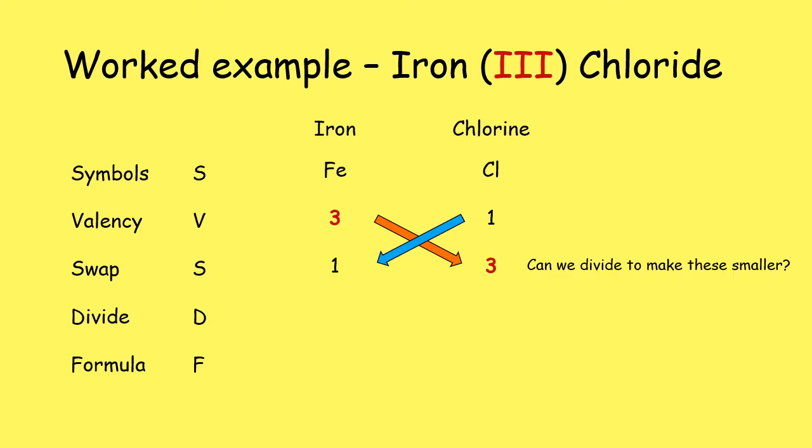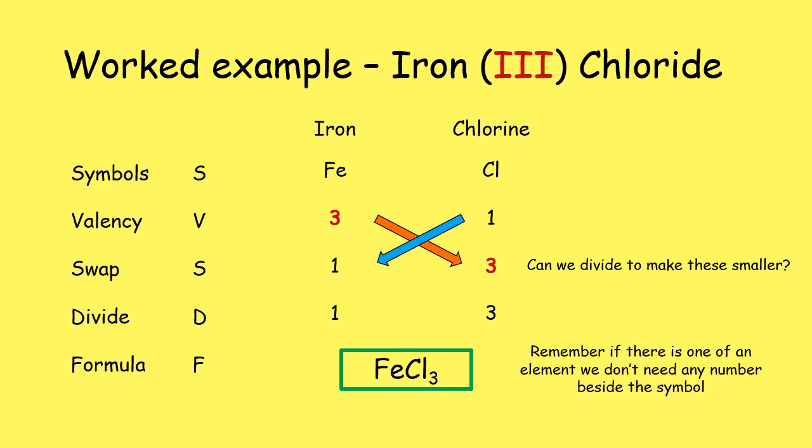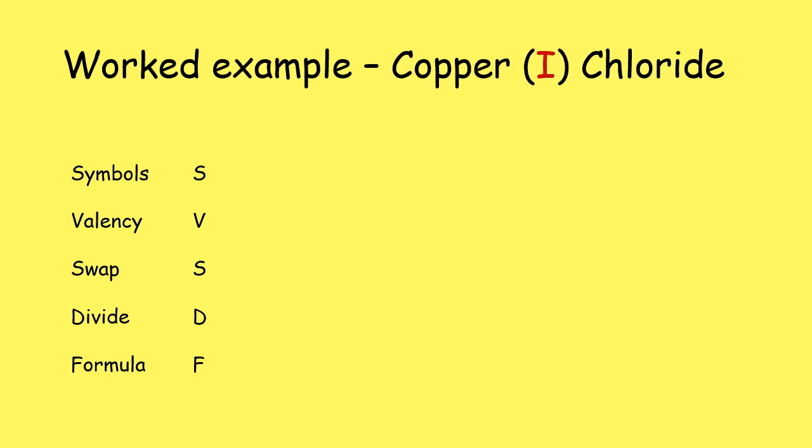We ask ourselves, can we divide these to make anything smaller? And the answer is no. So we just write the numbers out again. And then we write the formula. So there's 1 iron and there's 3 chlorines. So that means FeCl3. And again, remember, if there is only one of an element, we don't need to write a number beside the symbol.